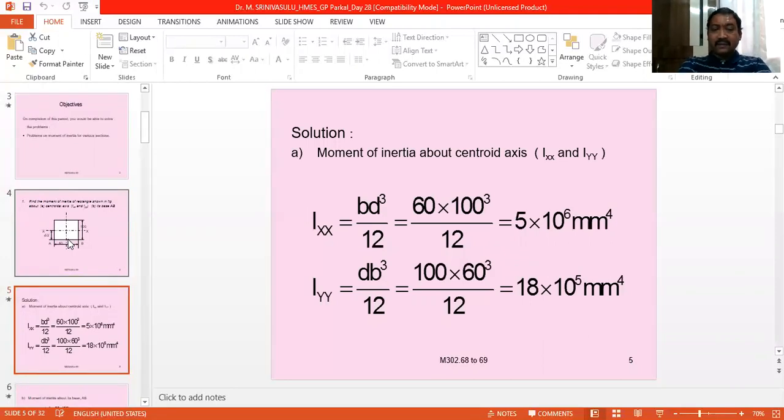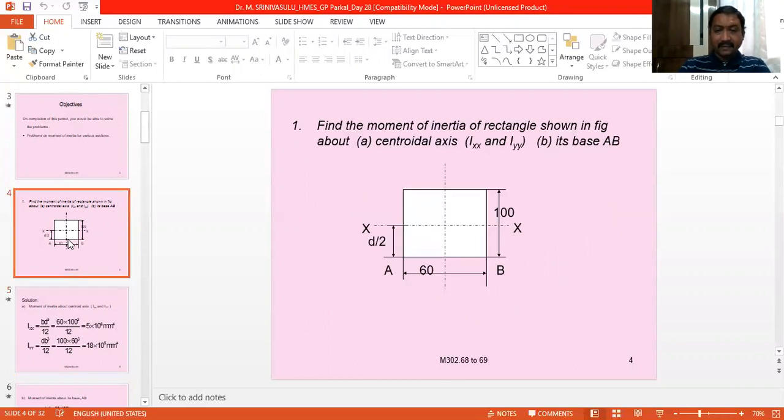We know the moment of inertia. First we will take up part A, that is the moment of inertia about the central axes, about XX and about YY. That way we have to find IXX and IYY. And here the centroid is located at the midpoint.